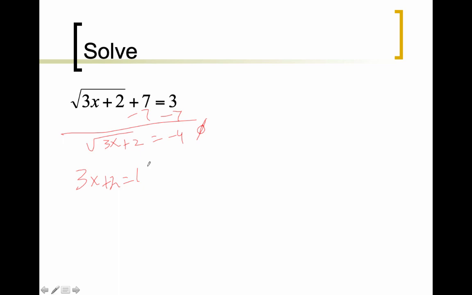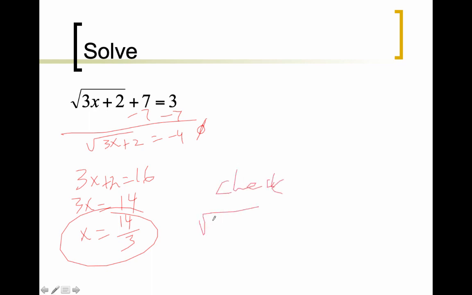3x plus 2 is 16. 3x is 14. X is 14 thirds. Yuck. Notice I get x is 14 thirds, but if I plug it in and check my work, then I get the square root of 14 thirds times 3, that's 14 plus 2, that's 16. When you check your work, you get something that is not true.